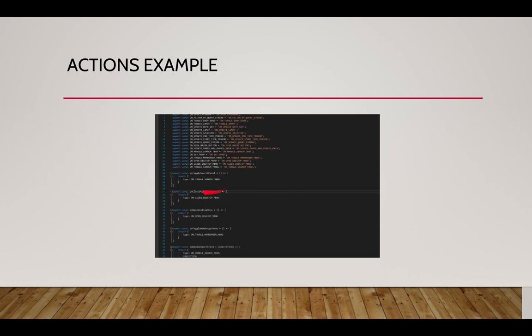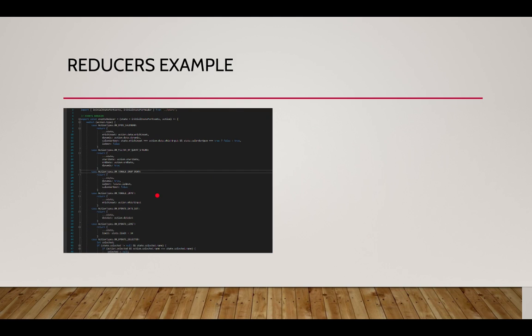These are just functions that return an object with the type, right? So it makes it a little bit more portable. And this is a reducers file. So a reducer looks like this.